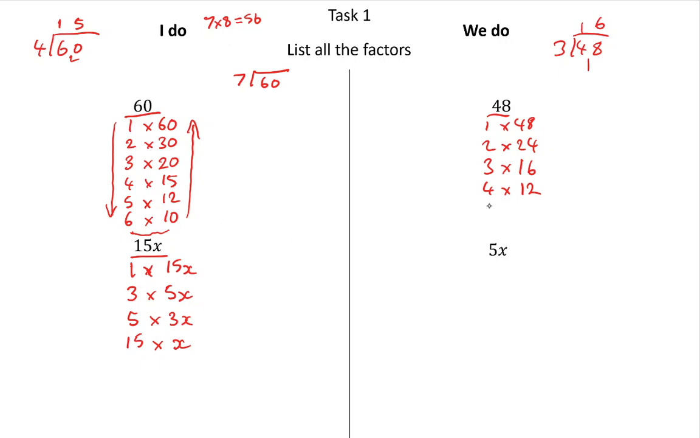5 doesn't end in a 0 or a 5. 6, I know it's 6 times 8, and I found them all. They're all the factors of 48, and the same for 5x. 1 and the number itself, which is 5x. Well, 5 is a prime number, so the only other one I'm going to have here is 5 times 1x, which is just 5 times x. So there are all our factors of 5x.